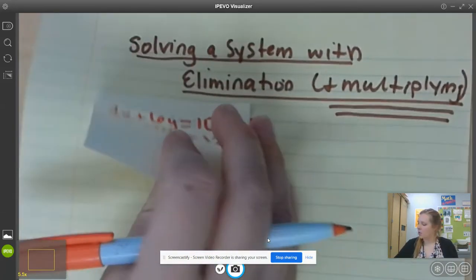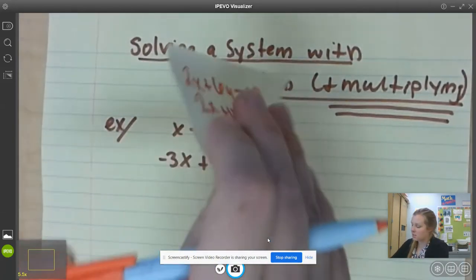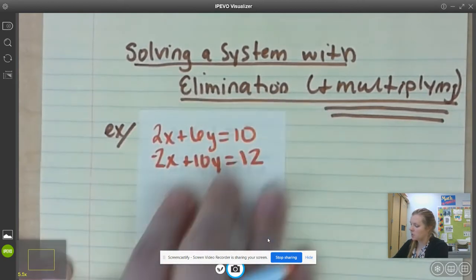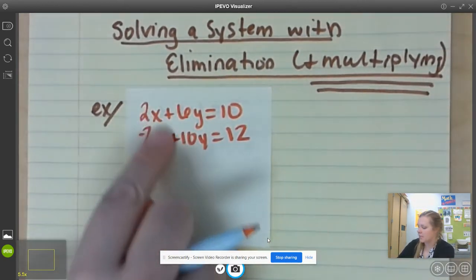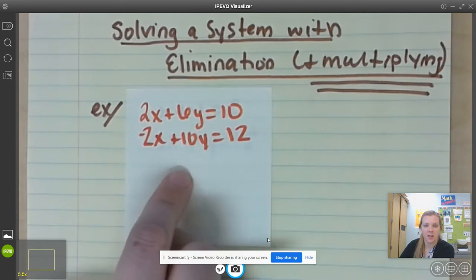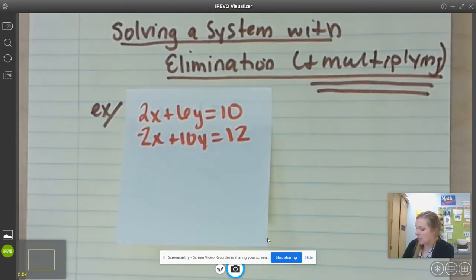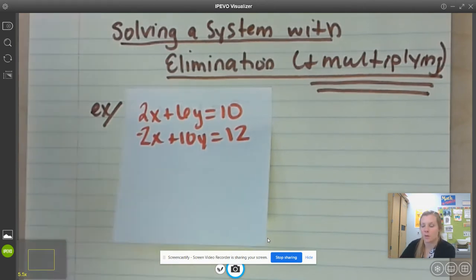Hello. We're going to do a little bit of practice with solving a system of equations by elimination. And we're going to add one more little step. This is the type of problem we have been solving. I know that this is a good problem to solve using elimination because they're both written in standard form.